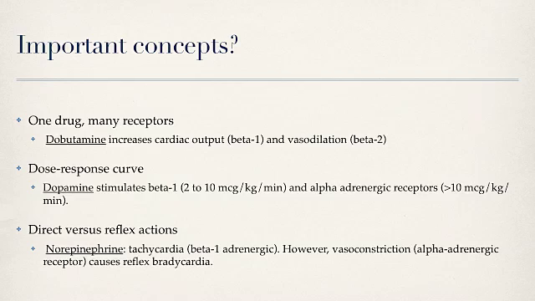alpha receptors, and it can cause vasoconstriction. You can see that dopamine is a very versatile drug. It can work on dopamine receptors only, it can work on beta receptors, it can work on alpha receptors.